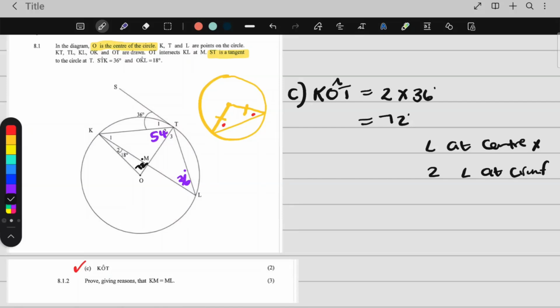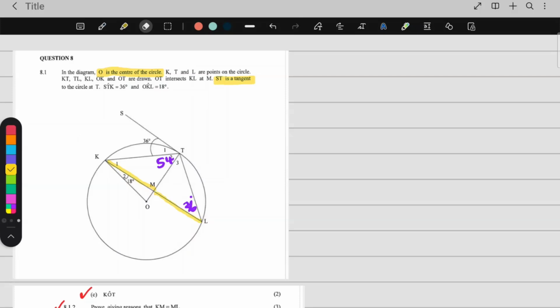The last question of question 8 says, prove that KM is equal to ML. There's this theorem. It says, if you have a line coming from the center and it is perpendicular to a chord, if that is 90, it means this is equal to that. So if we can prove that this angle is 90, then this is equal to that.